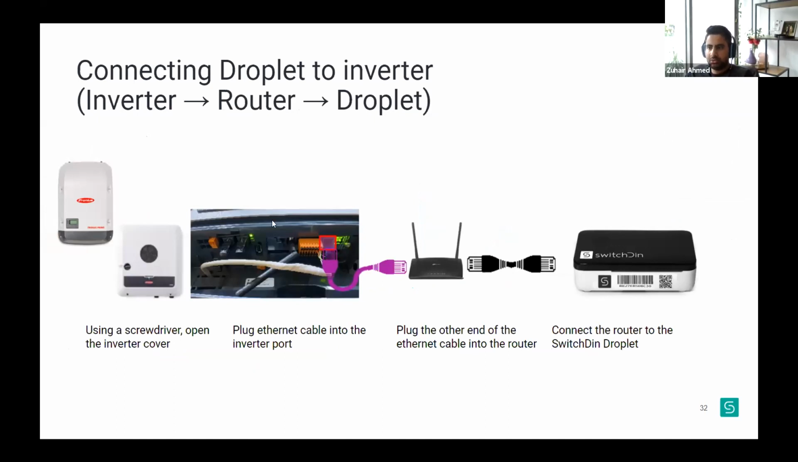Option 2 is to connect the inverter to the network, wired connection that is, and to connect the droplet to the same network, wired or wireless. We also need to make sure that they're on the same subnet, and there are no Wi-Fi extenders or repeaters in between.